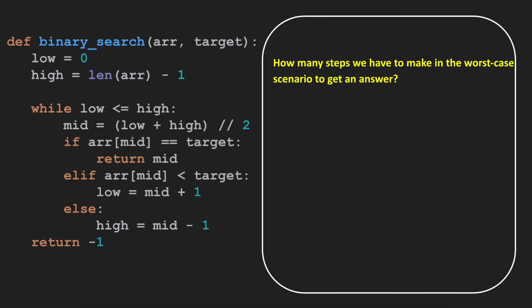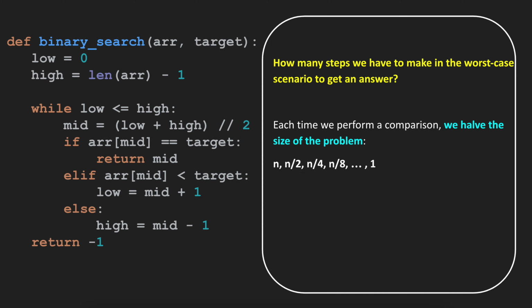The question that we should ask ourselves when we are calculating the time complexity is: how many steps do we have to make in the worst case scenario to get an answer? In binary search, each time we perform a comparison, we halve the size of the problem. Let's say that the initial size of our problem is n. In the first iteration we halve that, so n divided by 2, then n divided by 4, n divided by 8, until we have 1.